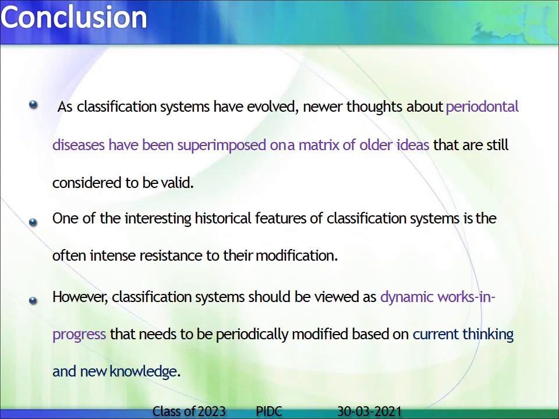So to conclude, as classification systems have evolved, newer thoughts about periodontal disease have been superimposed on a matrix of older ideas that are still considered to be valid. One of the interesting historical features of classification systems is often the intense resistance to their modification. However, classification systems should be viewed as a dynamic work in progress that needs to be periodically modified based on current thinking and knowledge.